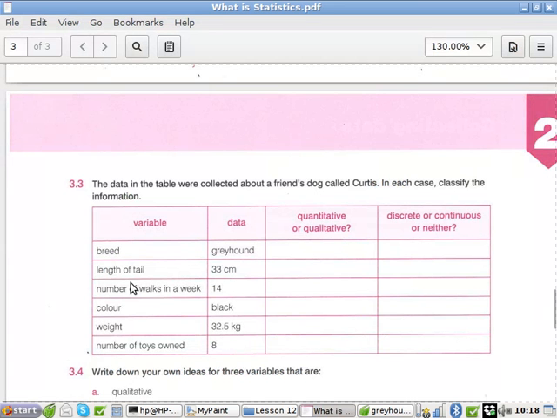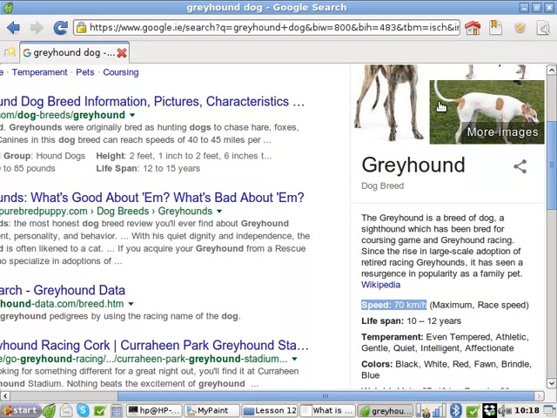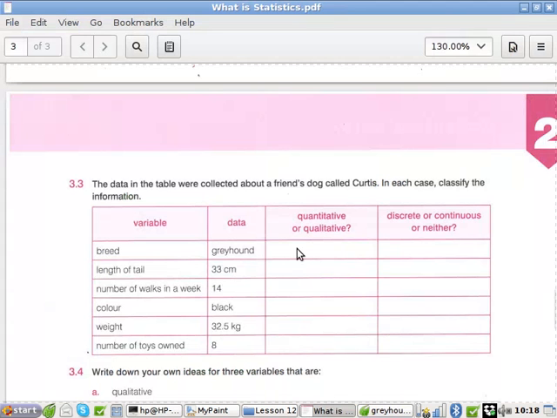Okay. Length of tail. So how long the tail is. Quantitative. And is it continuous or discrete? Continuous. Okay. Number of walks in a week. Quantitative, and continuous or discrete? Discrete. Yeah. Color is qualitative, neither. Weight, quantitative, continuous. And then number of toys, quantitative, discrete.